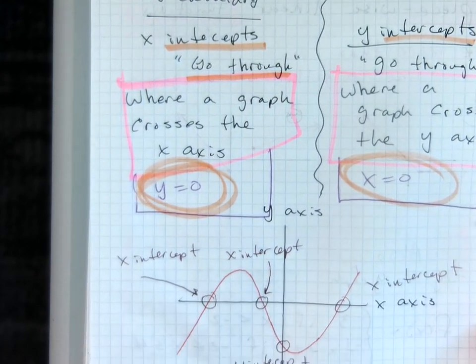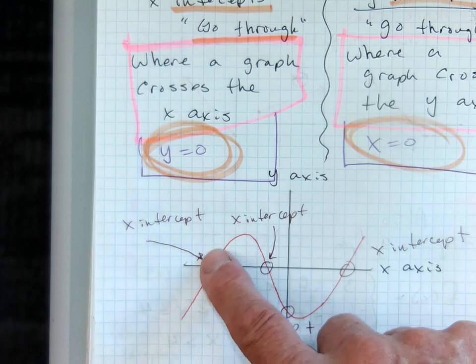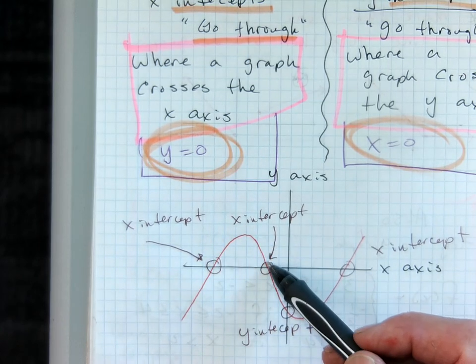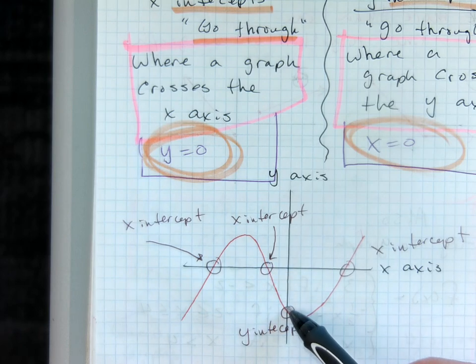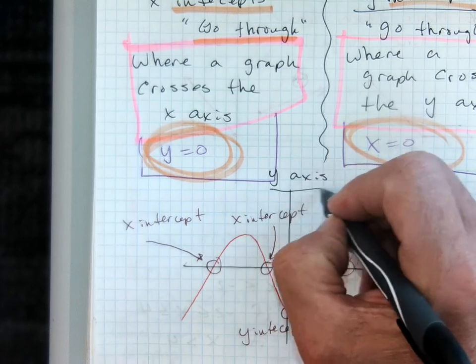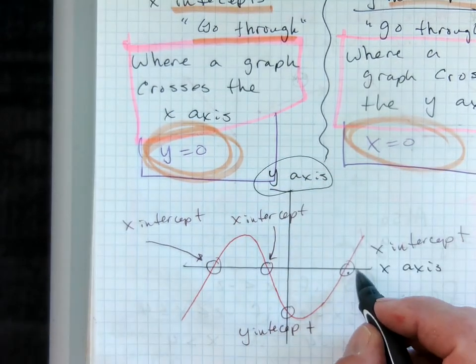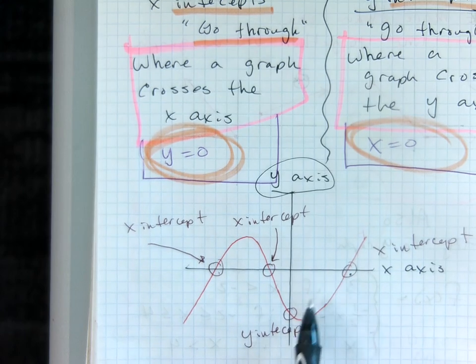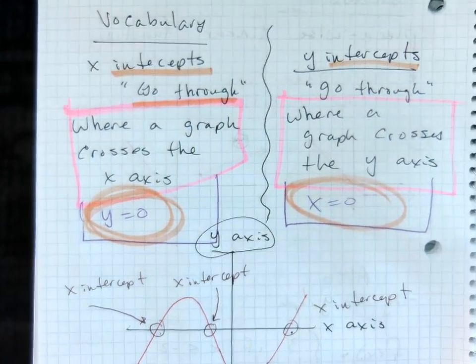So I drew a picture. X-intercept. Boom, x-intercept. Ooh, y-intercept, because that's the y-axis. X-intercept. So we have x-intercepts where it goes through the x-axis, and we have a y-intercept where it crosses the y-axis.